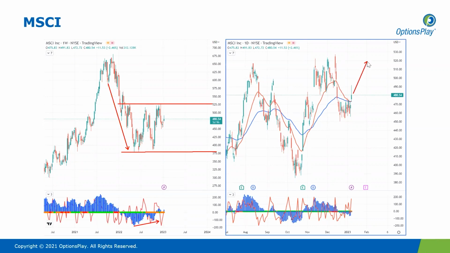I'll be looking for a move back to 520. I'll probably want to cut losses on this trade should price break below the 455, 450 level, as that would invalidate the bullish thesis. The downside is that it would be an expensive trade, at 480 per share. That's not cheap, but for those of you looking for a potential bullish breakout opportunity, this was one that I came across yesterday.